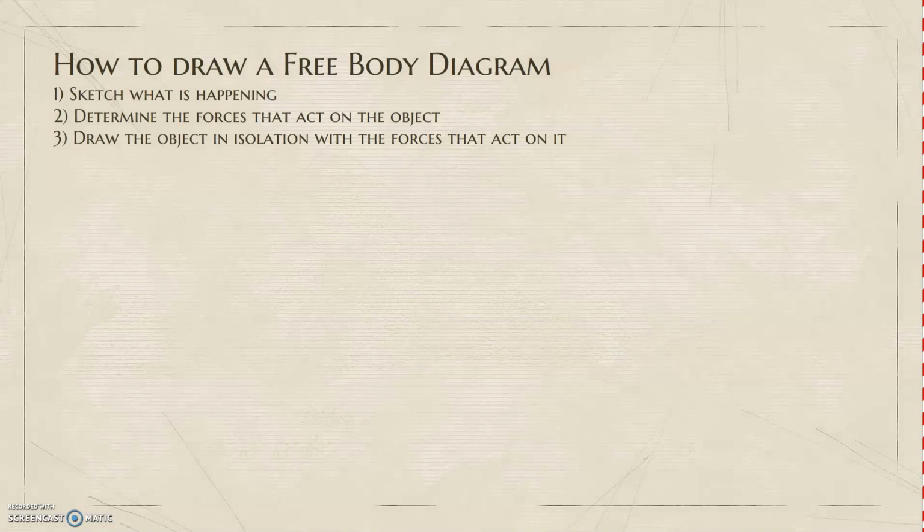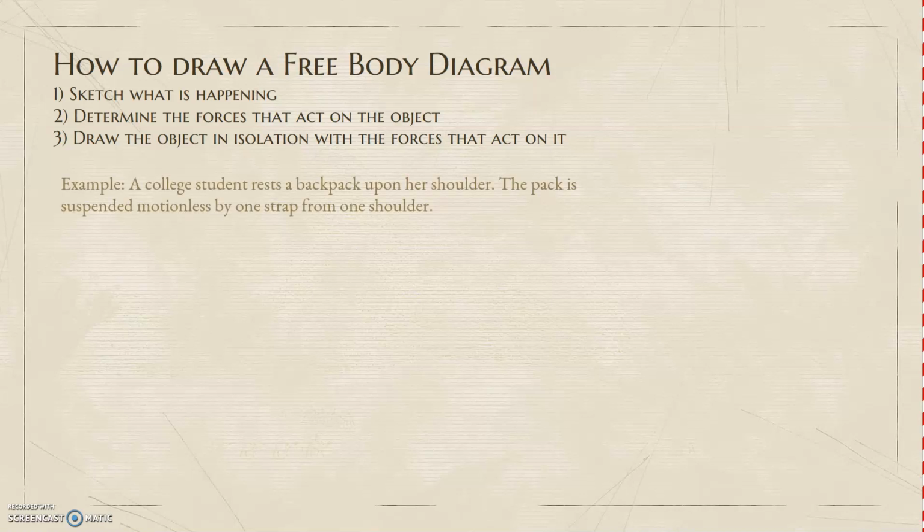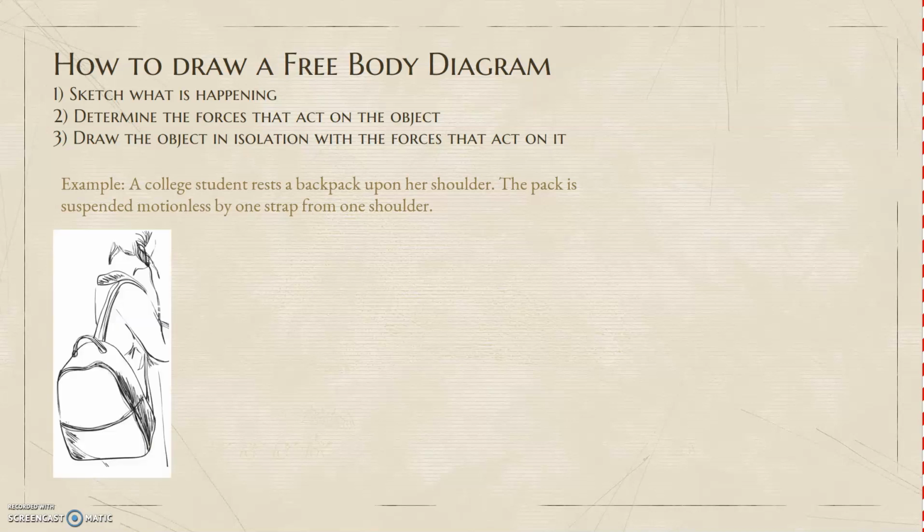So how do you draw a free body diagram? Well, first, you sketch what's happening. Second, determine the forces that are acting on that object. Then third, you draw the object in isolation with all the forces acting on it. So let's go through an example. A college student rests his backpack upon their shoulder. The pack is suspended motionless by one strap from her shoulder.